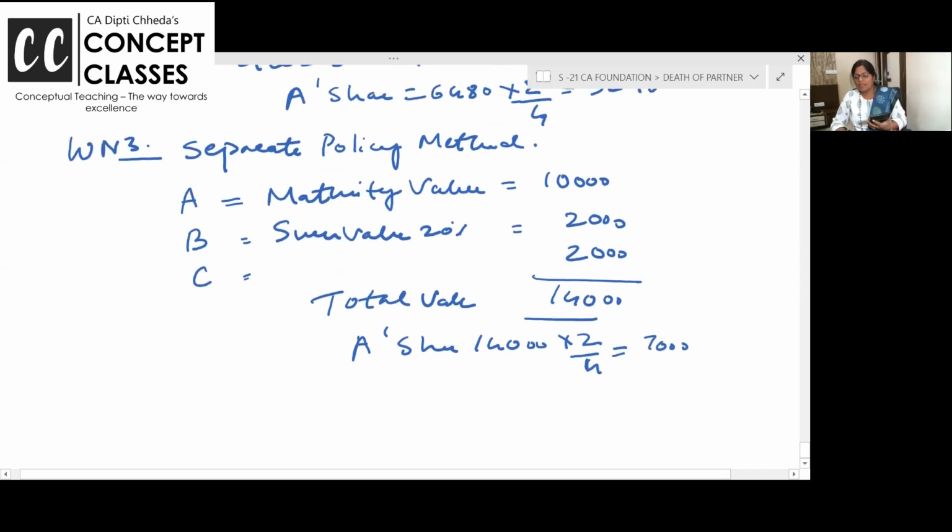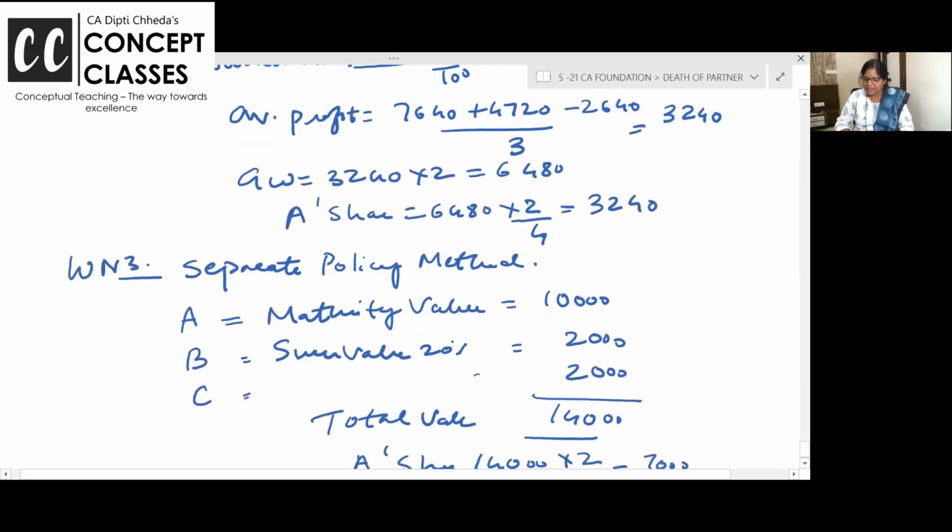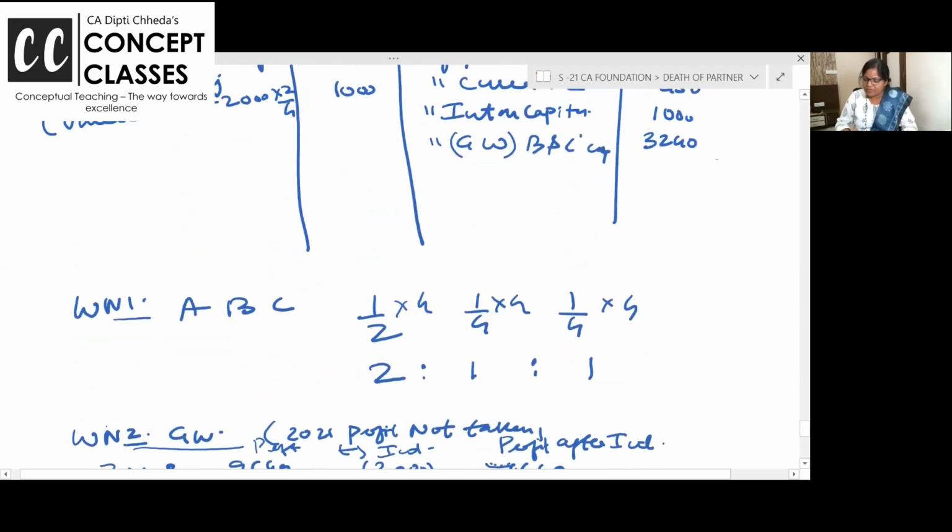7,000. Ma'am, कैसे पता चलेगा ऐसे करना है? If only one joint policy is there, give it to old partners in their PSR. But if separate policies are taken, A, maturity value, B and C, surrender value. 2,000 and 2,000. And 14,000 share, give it to A, 7,000. This is the first time you are doing. So are you all clear with the separate policy? Deceased partner maturity value, remaining partner surrender value and total value divided by their PSR. So 7,000 later.